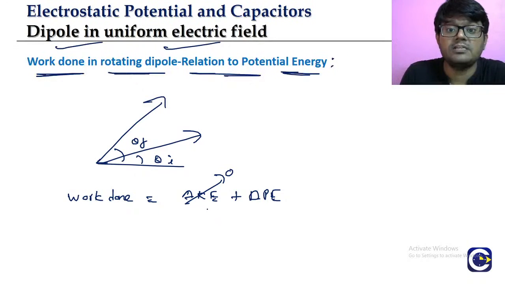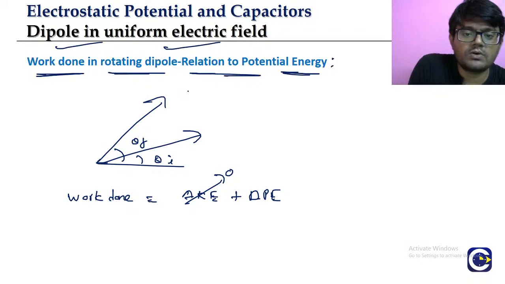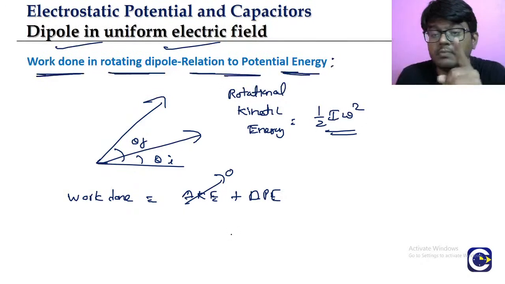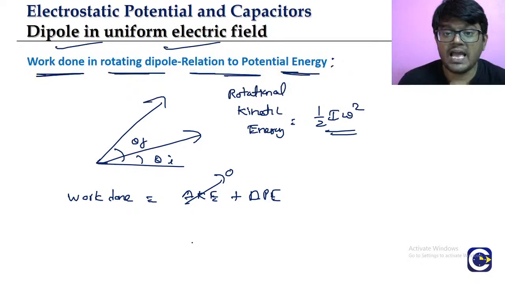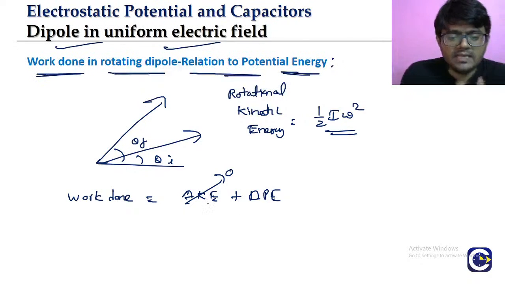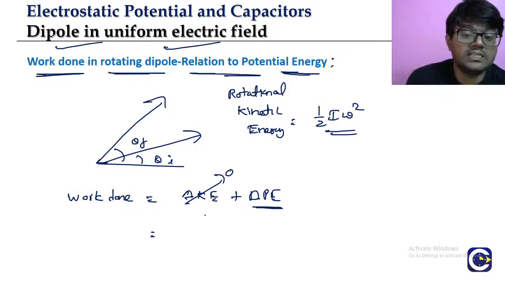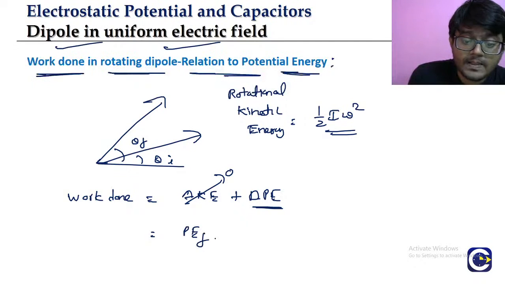இங்க kinetic energy means rotational kinetic energy வரும். What is the rotational kinetic energy formula? Half into I into omega square தானா? So I is moment of inertia. Omega is the angular velocity. Okay. But அந்த kinetic energy term வரலன்னா then work done in rotating the dipole will be equal to simply change in potential energy. Change in potential energy means potential energy final minus potential energy initial. அவ்வளவுதான்.